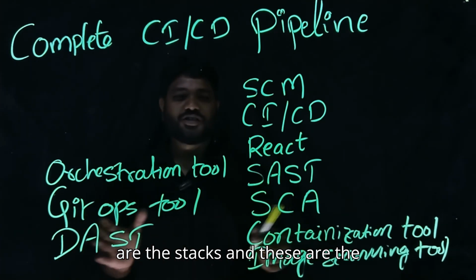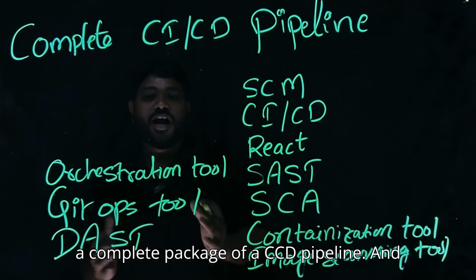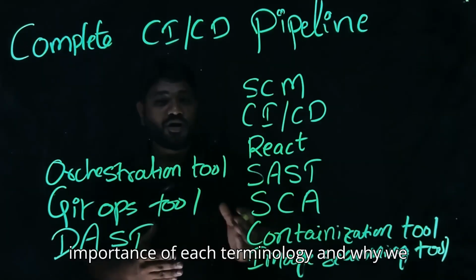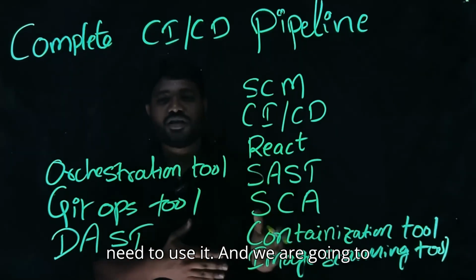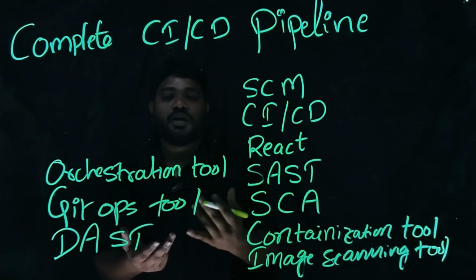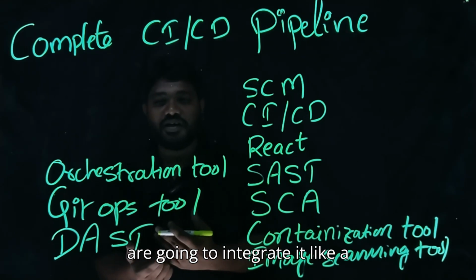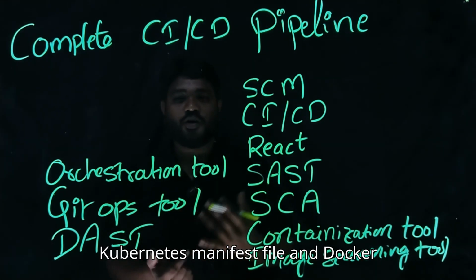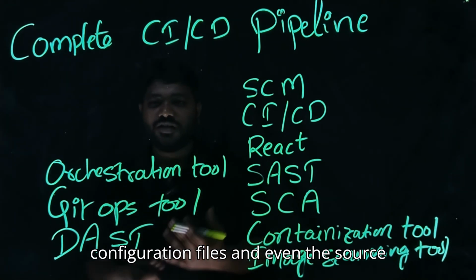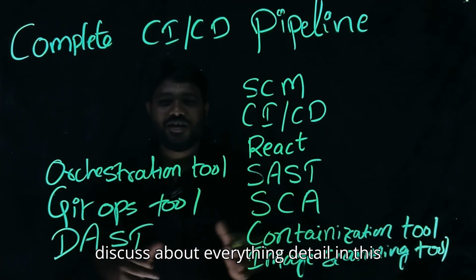These are all the stacks and terminologies that we are going to use as a complete package of a CI/CD pipeline. In this video, we are going to discuss the importance of each terminology and why we need to use it. We are also going to discuss what our source code management looks like, what our source code is, how the folder structure looks, and what components we are going to integrate, like the Kubernetes manifest file, Dockerfile, Nginx configuration files, and even our React source code. We are going to discuss everything in detail in this video.